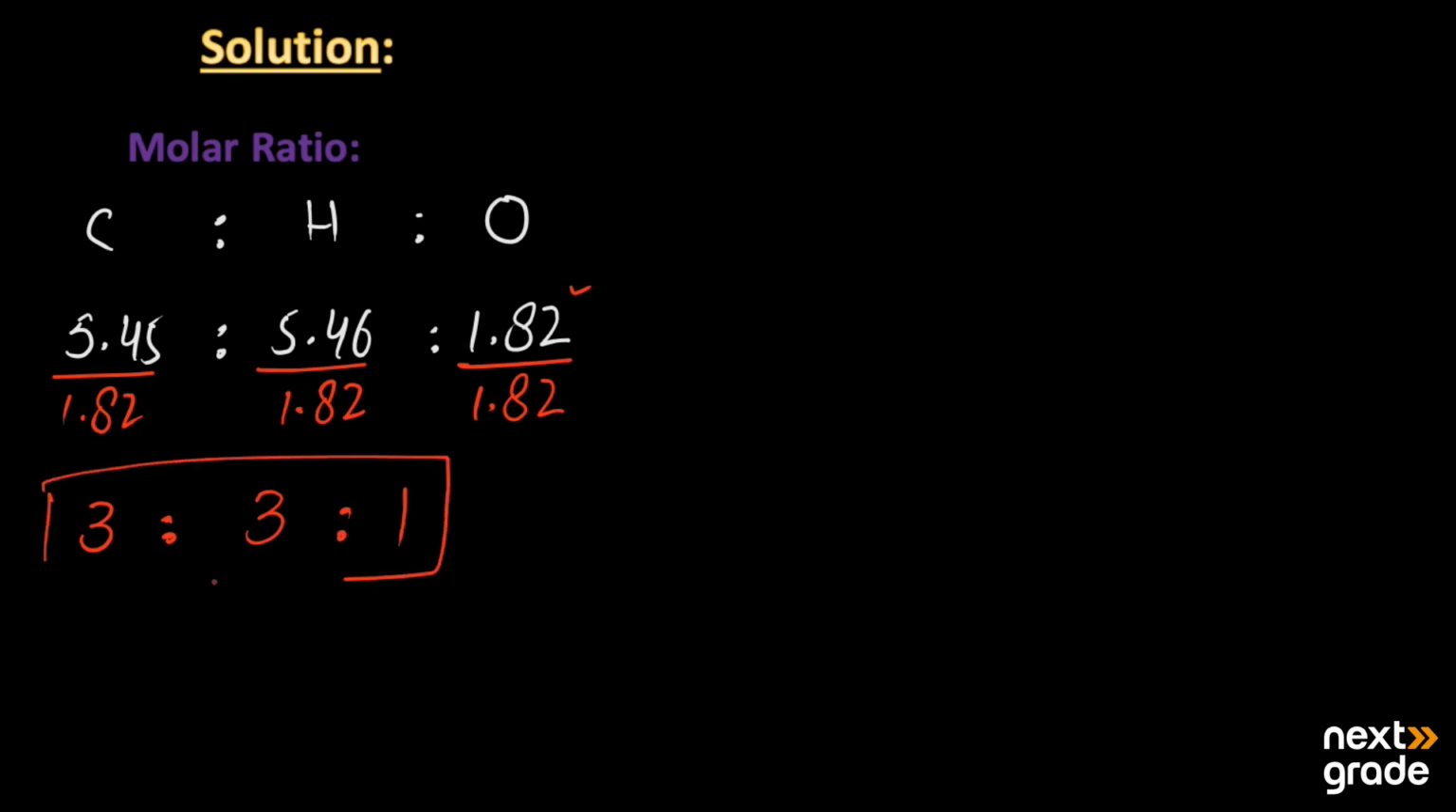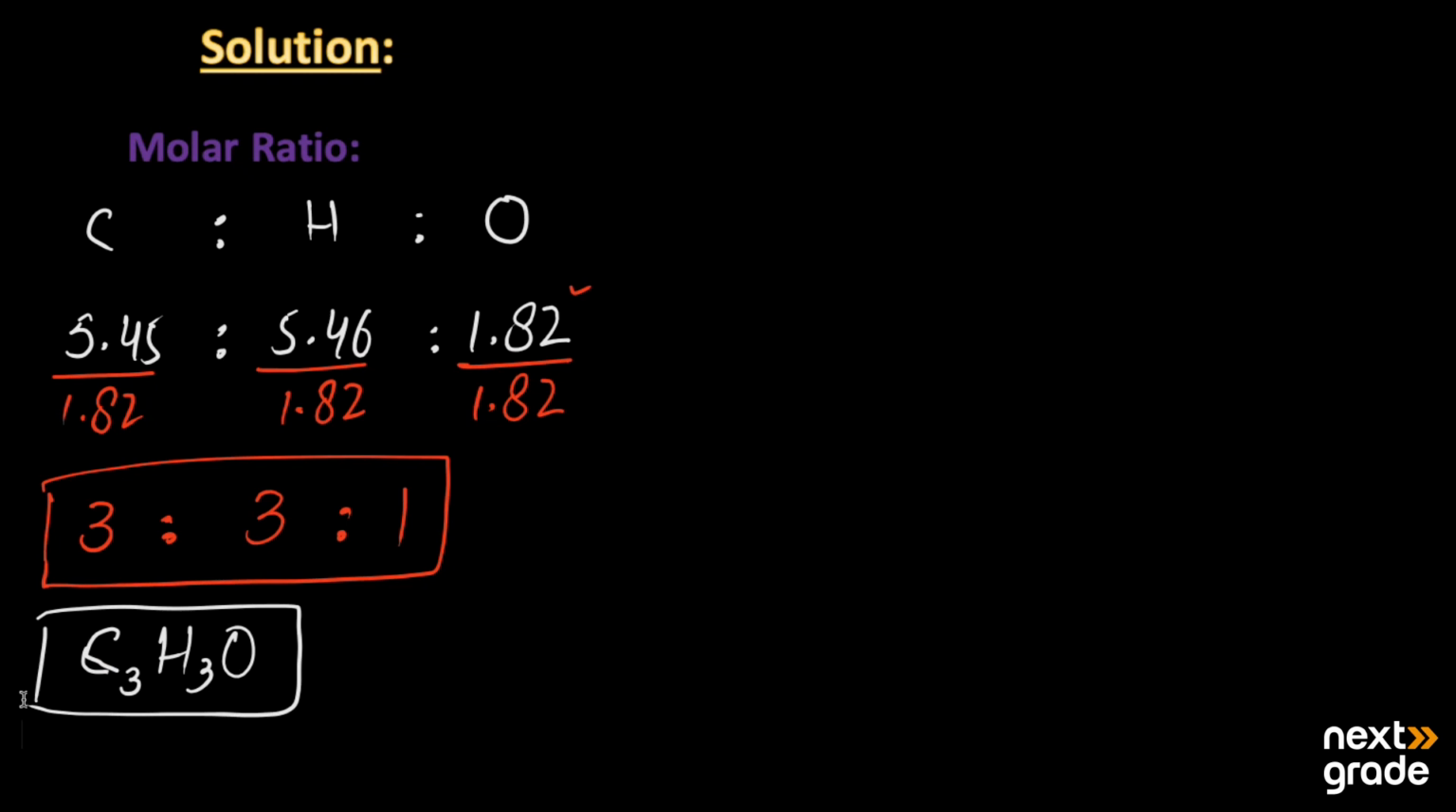So this is the molar ratio, and from here we have C3, hydrogen 3, and oxygen 1. So this is the simple empirical formula for the compound. So we have found the empirical formula. The next step is to find the molecular formula.